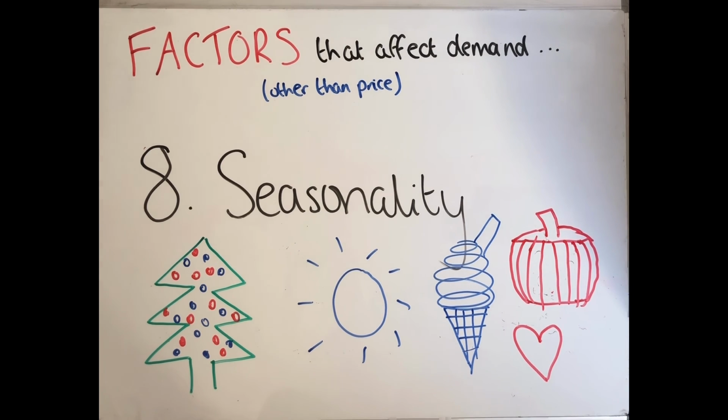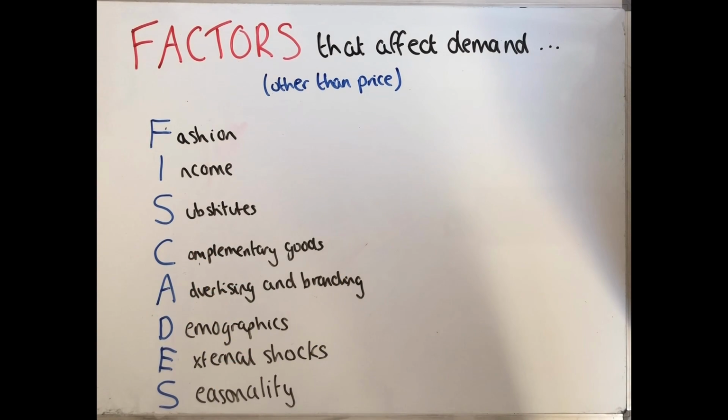Another one is Valentine's Day, so the demand for chocolates and flowers increases. The same for Mother's Day. And that's my bad attempt at drawing a pumpkin there on the right. So when Halloween comes around, the demand for pumpkins increases, as well as the demand for fancy dress costumes. Okay, so in order to remember all 8 of these factors, you can come up with an acronym to remember them. You can come up with your own, or you can use my one, which is FISCAIDS.